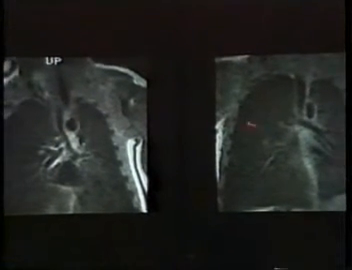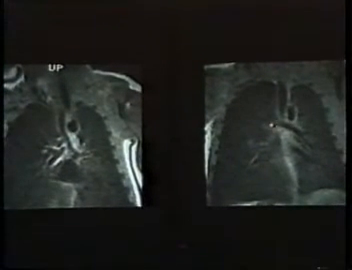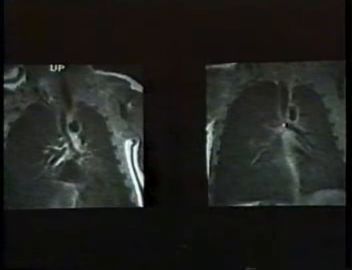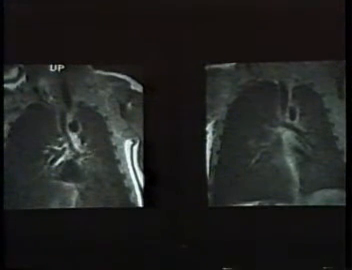Remember, we're moving anterior to posterior, and we can see that the left pulmonary rises and passes behind the tracheobronchial tree in the coronal plane. I propose to you that we have a wonderful visualization of the trachea and the tracheobronchial tree with MR.